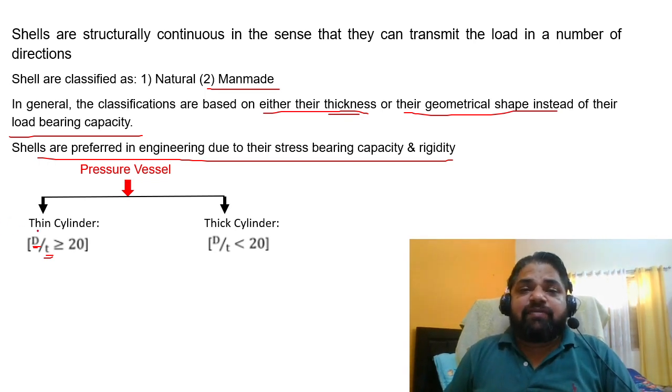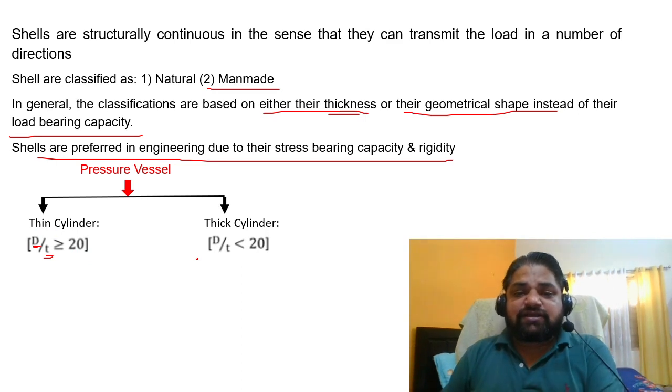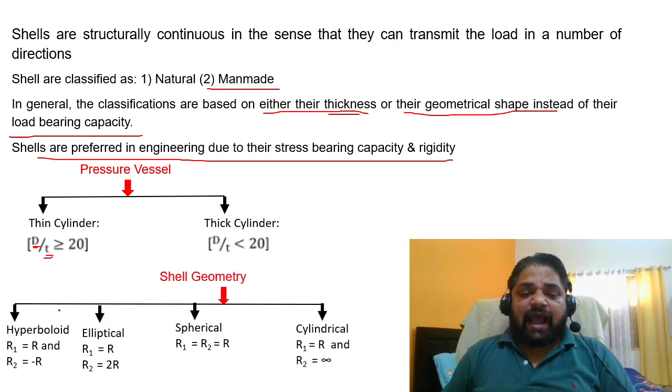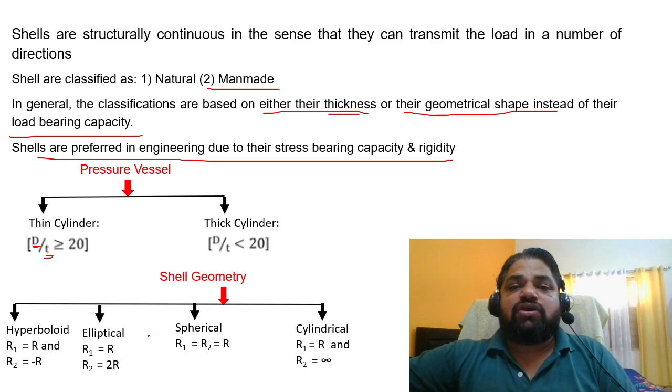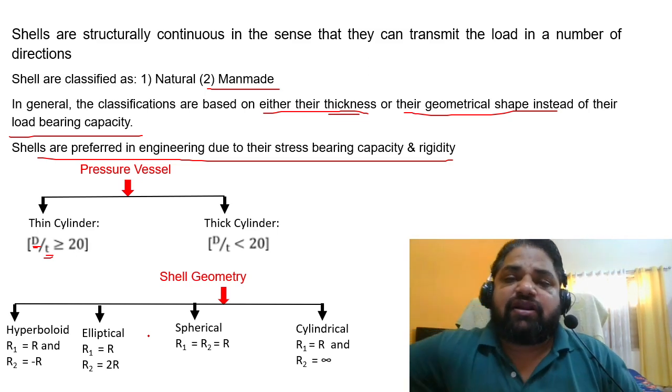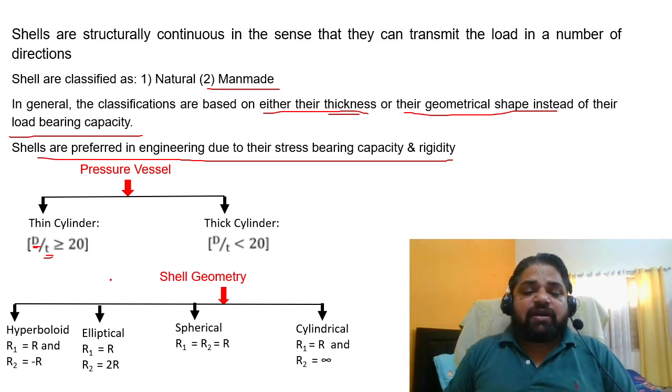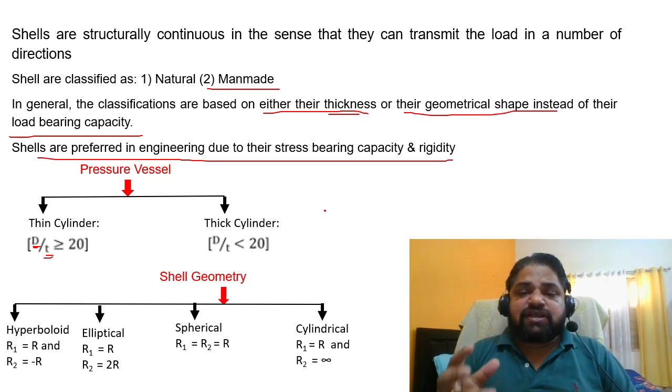If the ratio D by t is greater than or equal to 20, then it will be called a thin cylinder, and if it is less than 20, it will be called a thick cylinder. Similarly, according to the geometry, there are hyperbolic shell, elliptical shell, spherical shell, or cylindrical shell. I can also show you some hyperbolic kind of shell. But beforehand, when I say spherical, you just imagine a cricket ball or a tennis ball.